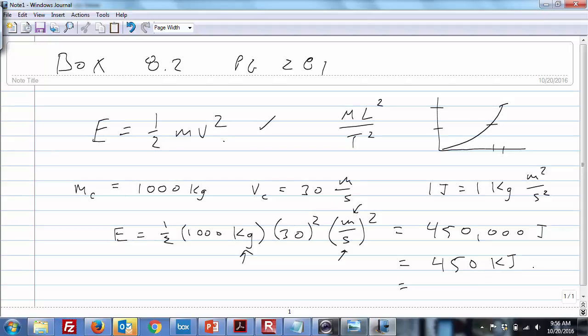Megajoules are bigger than a joule. They're also bigger than a kilojoule. So how many megajoules are we looking at? Maybe 0.45. Yeah, 0.45. So if this gets bigger, since a megajoule is 1,000 times bigger, this has to get 1,000 times smaller.